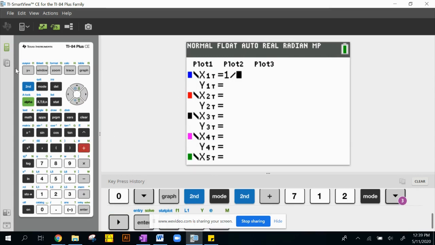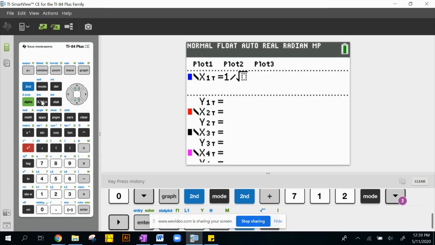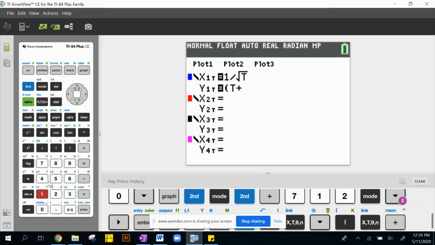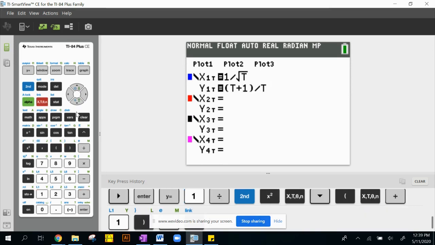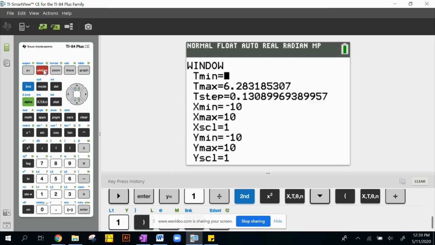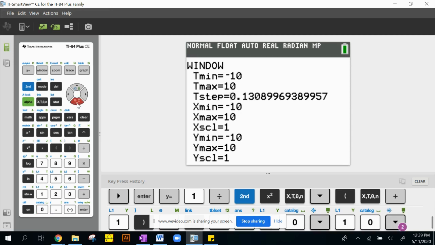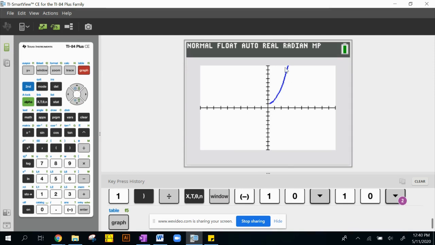We had 1 over square root. The x button will now give you a t. T plus 1 divided by t. And there we go. Before I hit graph, I'm going to check out window because this is actually the values. So this one would be okay for us for our graph, but I like to change it so we get some negative values in here for t. T max, I'll do positive 10. It was set for radians if you notice that. So now when I graph, I'm going to see that value.